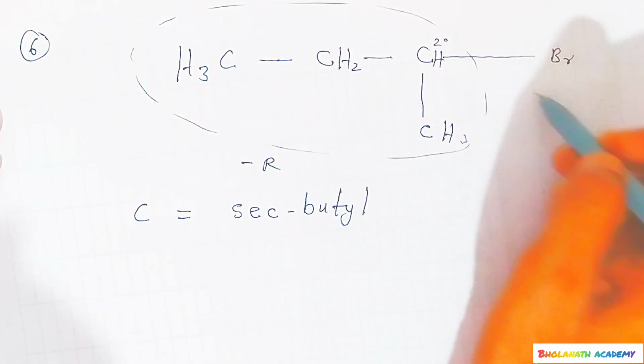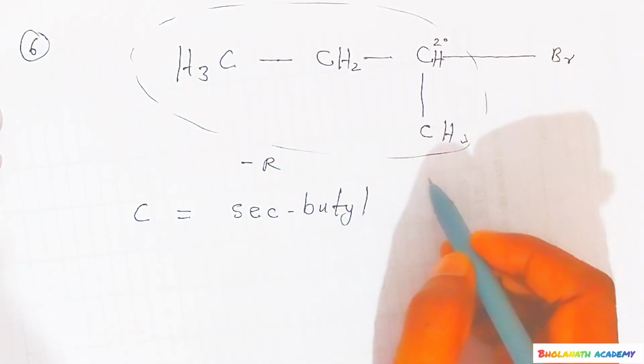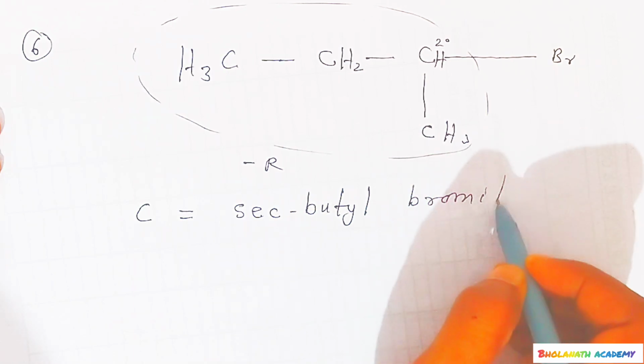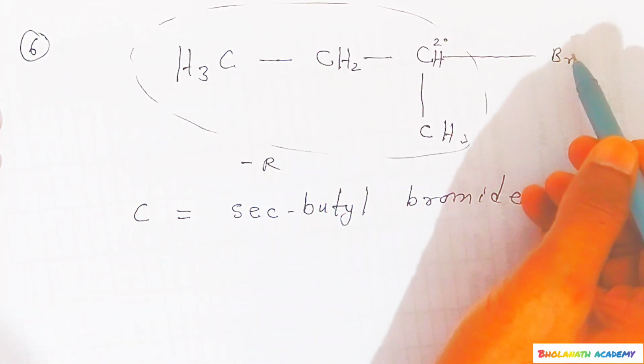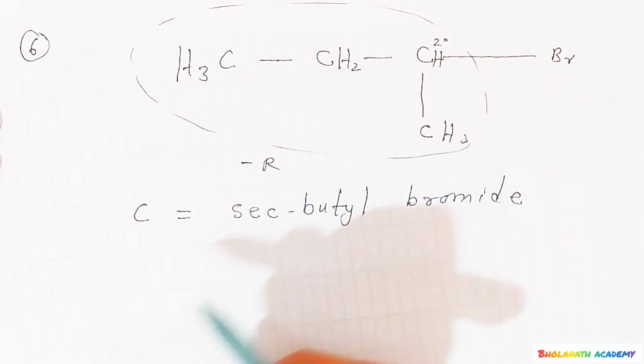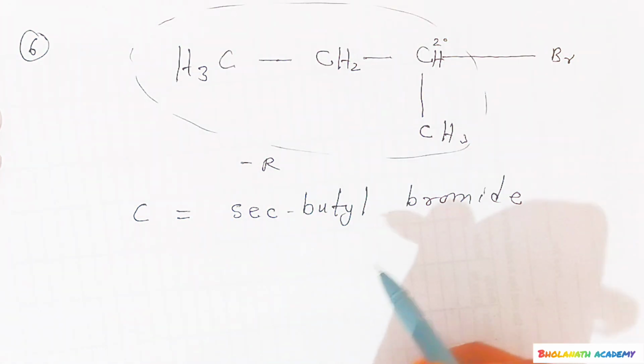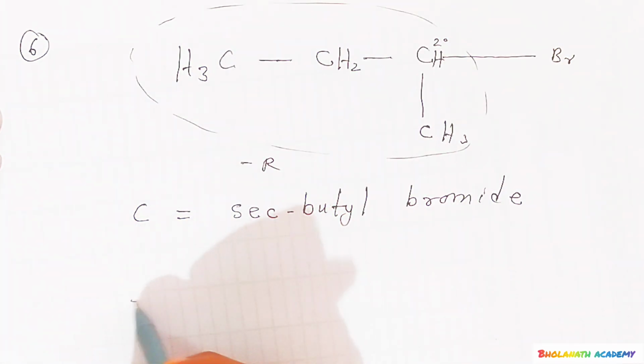Then which halogen is attached? If it is bromine, we will write secondary butyl bromide. Very simple, students. This way you can name the common name, secondary butyl, of these halogen derivatives of alkanes. Understanding, students? Now the IUPAC name.